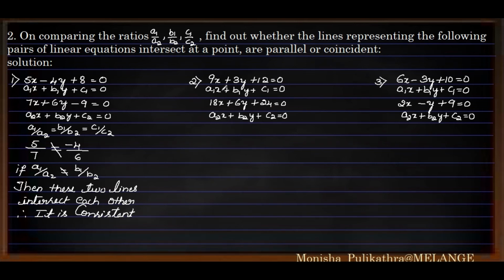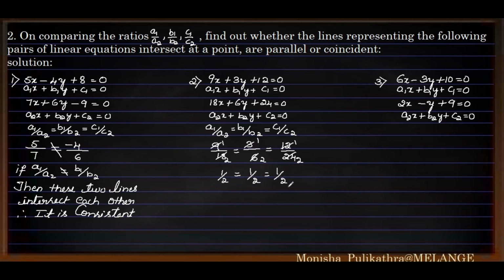So moving on to the second question. It is 9x plus 3y plus 12 is equal to 0 and 18x plus 6y plus 24 is equal to 0. So we need to find the ratio A1 by A2 is equal to B1 by B2 is equal to C1 by C2. Here A1 is 9 divided by A2 is 18, is equal to B1 is 3 divided by B2 is 6, is equal to C1 is 12 and C2 is 24. See here, 9 ones are 9, twos are 18; 3 ones are 3, twos are 6; 12 ones are 12, twos are 24. So the quotient is 1 by 2, 1 by 2, 1 by 2. So the ratios will be 1 by 2, 1 by 2, 1 by 2.